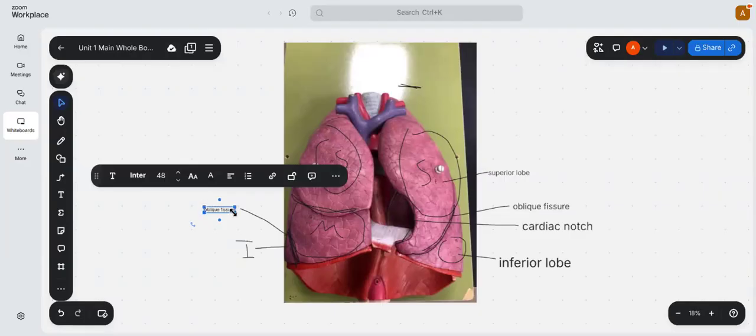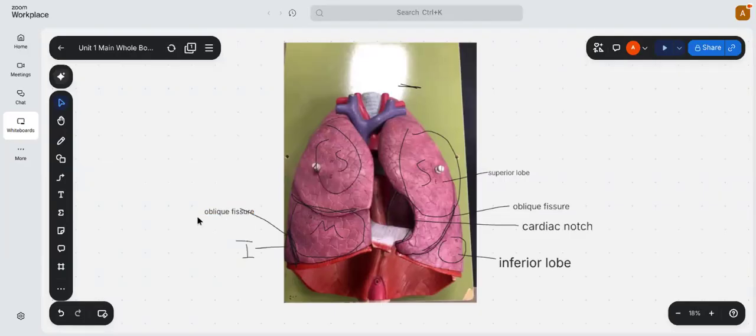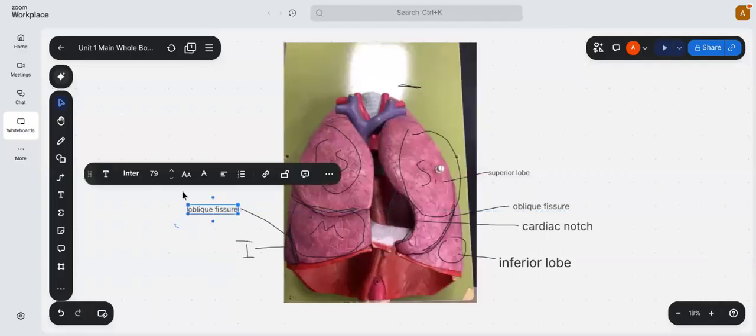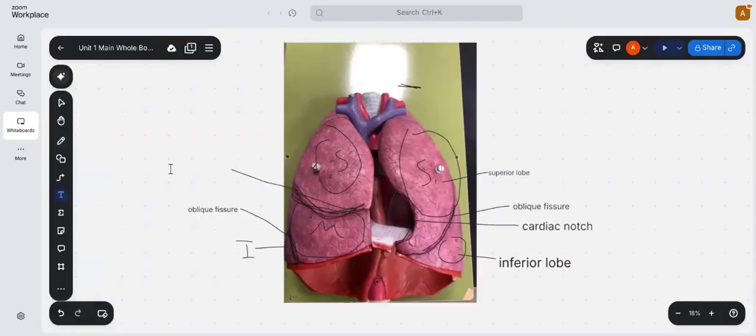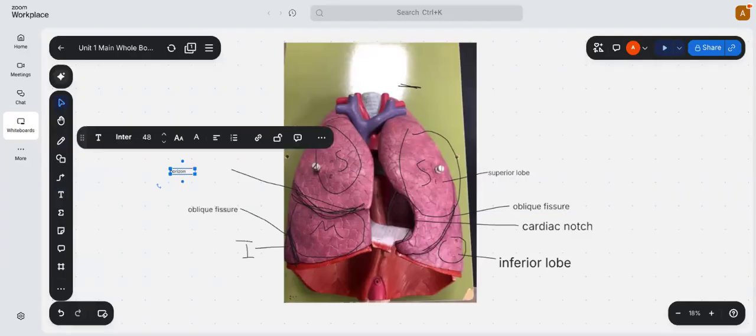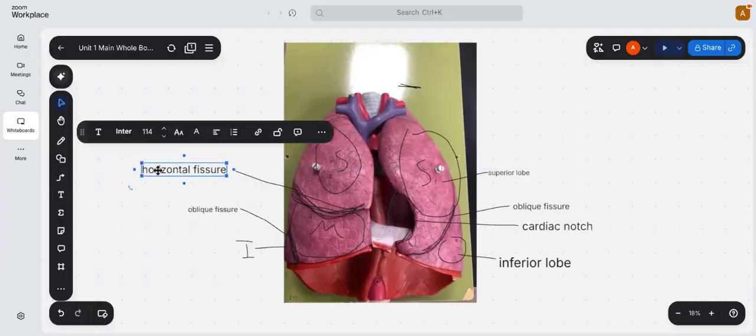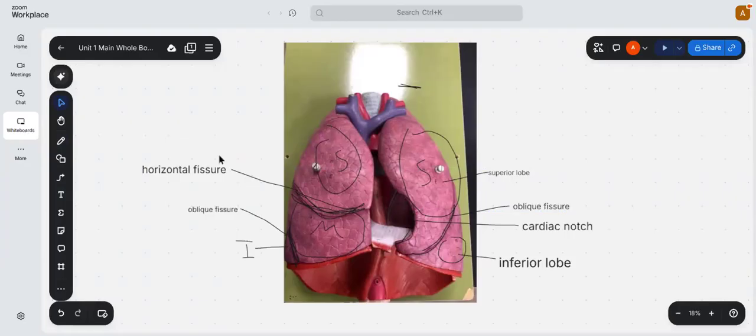But it also has another fissure on top of that. This one over here that is separating the superior and middle lobes. This one where my pointer is at, that is known as your horizontal fissure. Horizontal fissure. Right there.